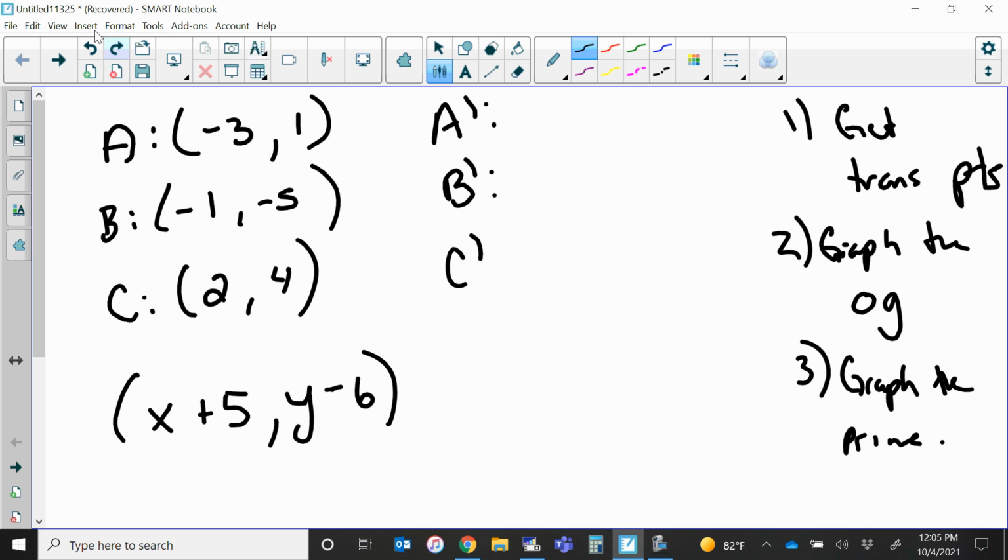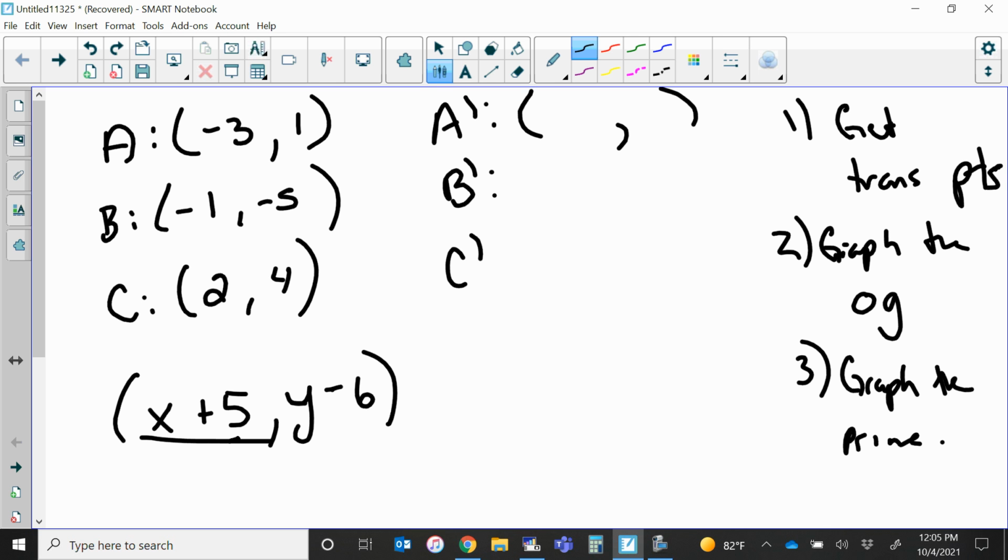First, I'm going to apply my rule. So if I apply my rule, that means I'm adding 5 to all the x's. I don't care how you do this. Some people like to do all the x's first and then do the y's so they stay with the same rule. Some people like to do the x and then the y and get a prime finished. It doesn't matter to me how you do this.